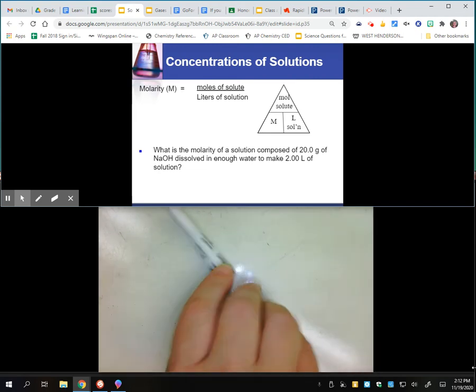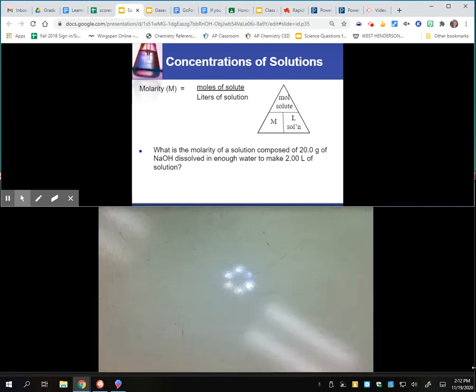So I have an example problem that we can work with. And in this one, it says, what is the molarity of a solution composed of 20 grams of sodium hydroxide dissolved in enough water to make 2 liters of solution?